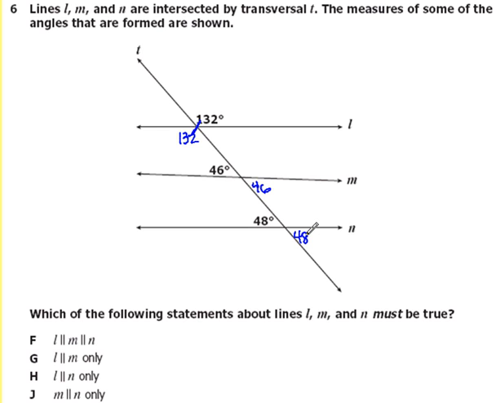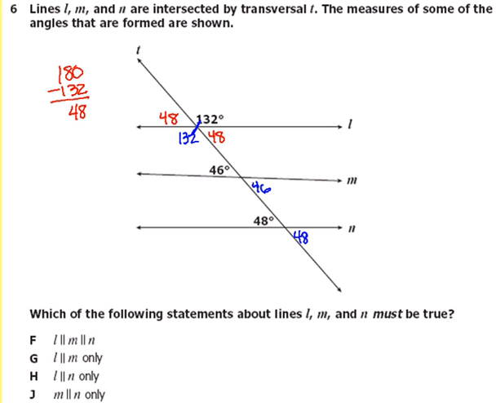Now to find the other missing angles, I'm going to use properties of linear pair angles. Up in here where line L is, I'm going to do 180 degrees minus 132 degrees. When I do that subtraction, I come up with 48 degrees. That's going to be this angle right here because 48 plus 132 is 180 degrees. Now, this angle right here is also 48 degrees.